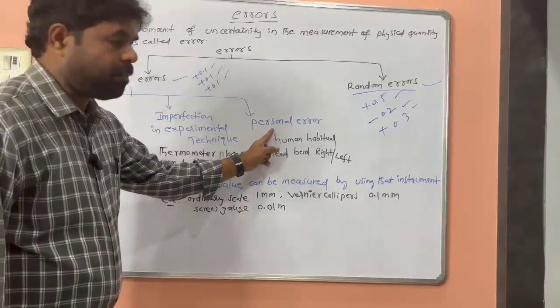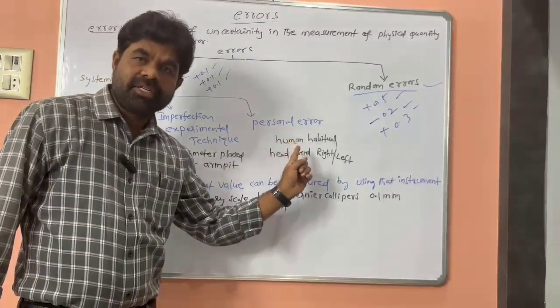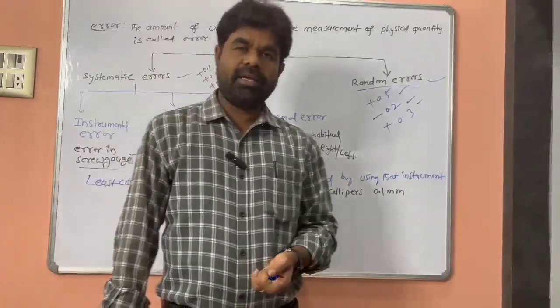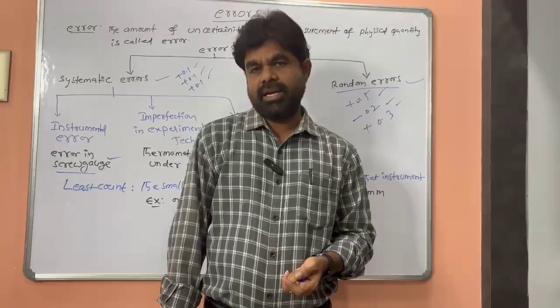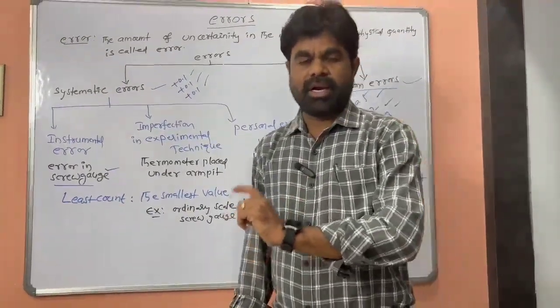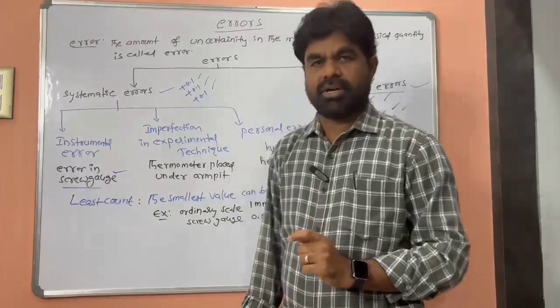So next third one, personal error. Personal error means human habitual. Generally, our head is either bending either left side or right side. So this is called personal error. Some drawbacks are there in our readings. That is called personal error.